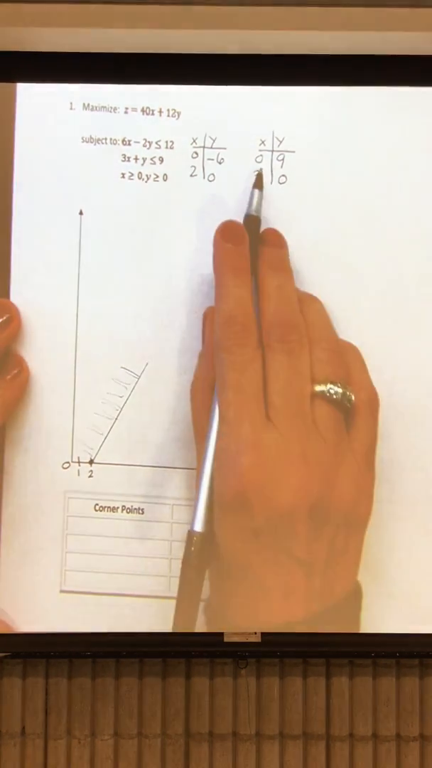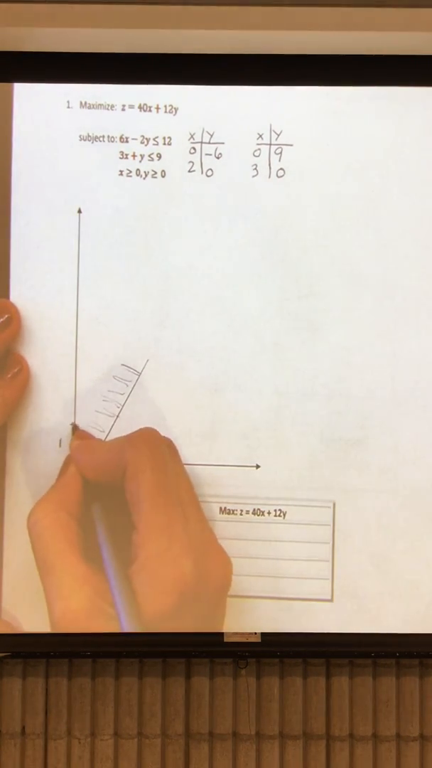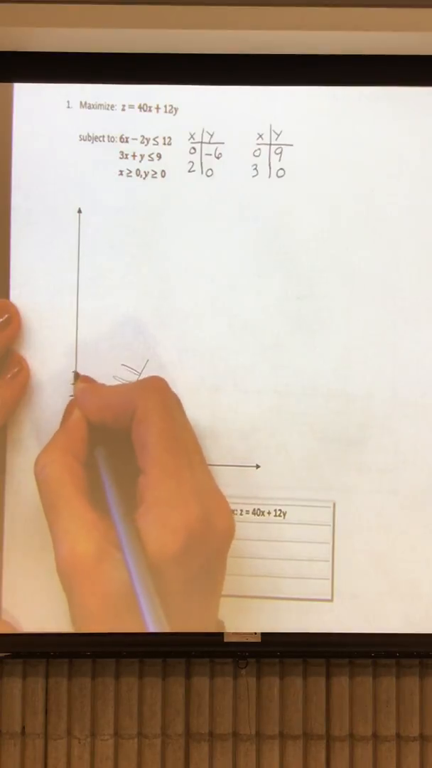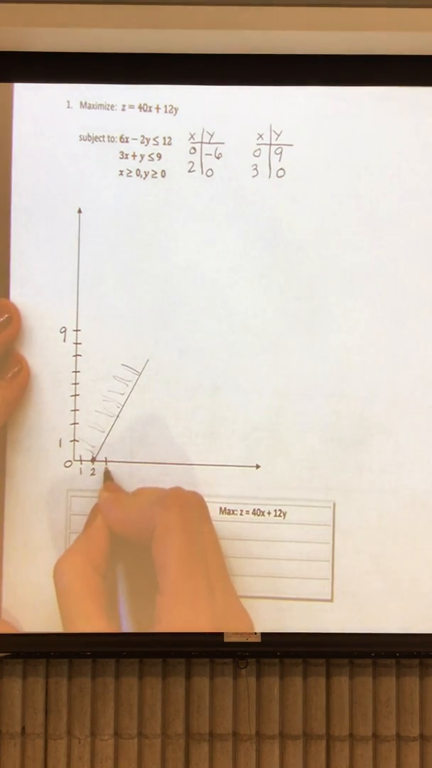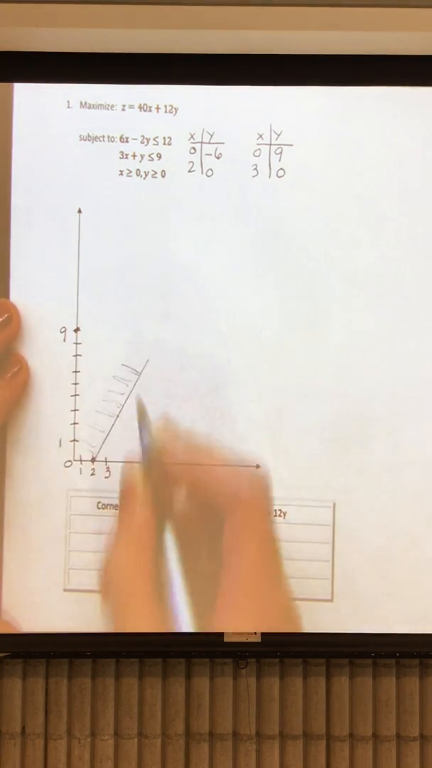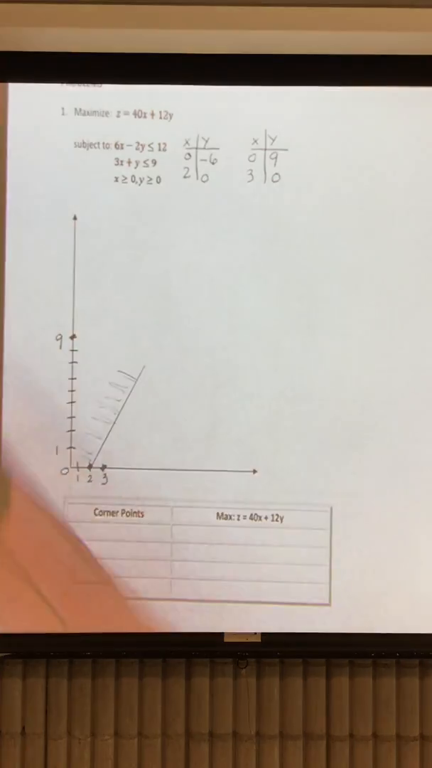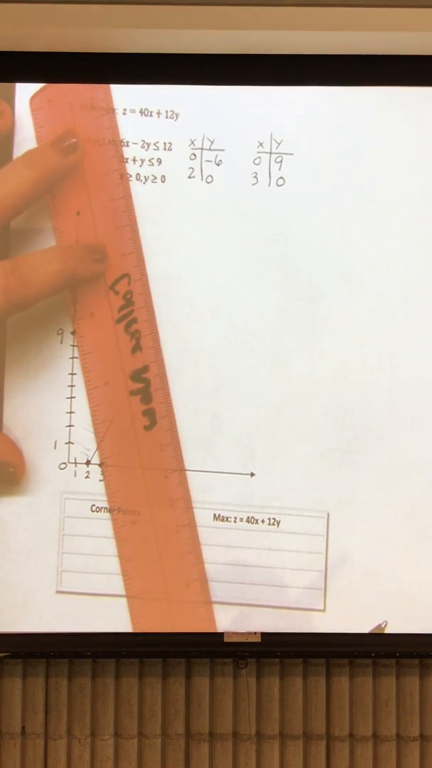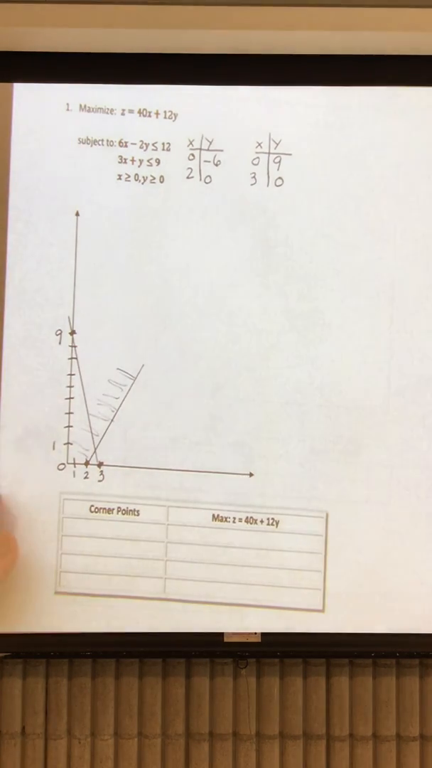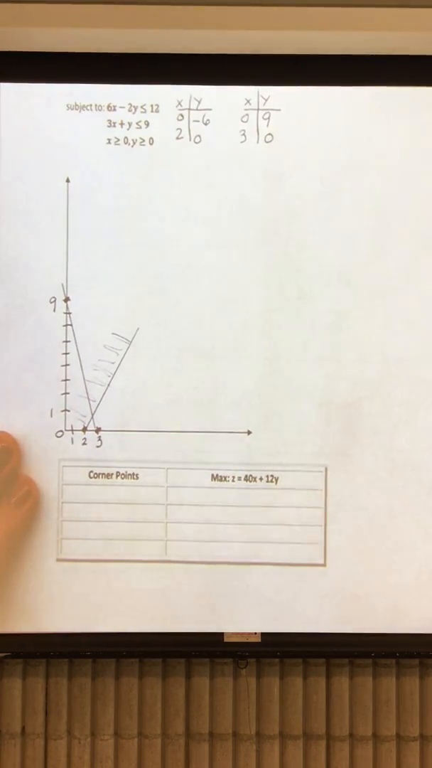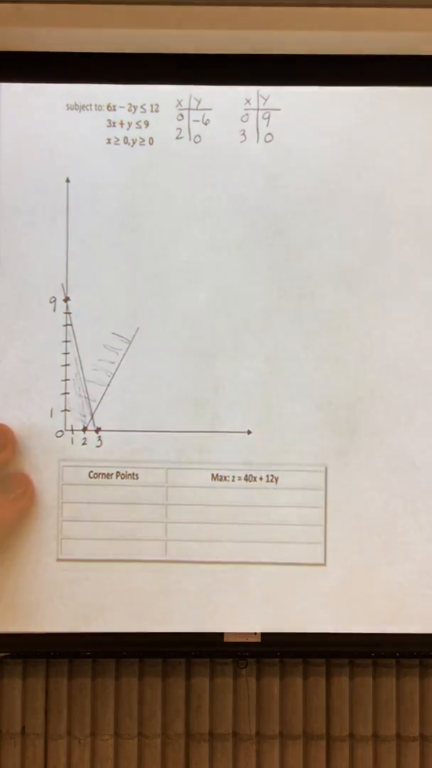Now let's draw the second inequality. We have 0, 9. So we have 1, 2, 3, 4, 5, 6, 7, 8, 9. And 3, 0 is here. So 0, 9, 3, 0. And let's connect those points. And we have this line. And again, less than or equal to is to the left. So less than or equal to is here.